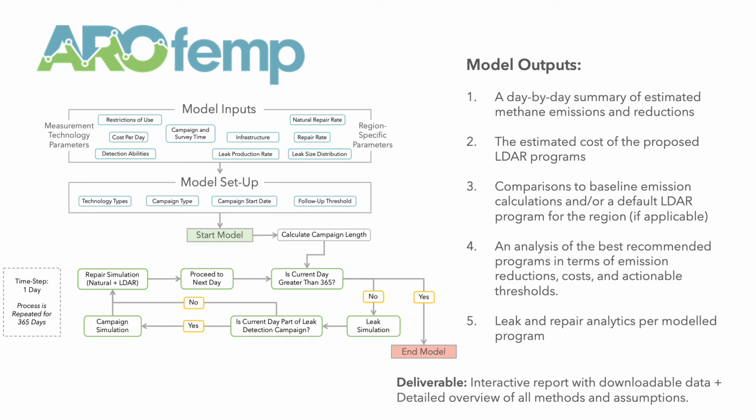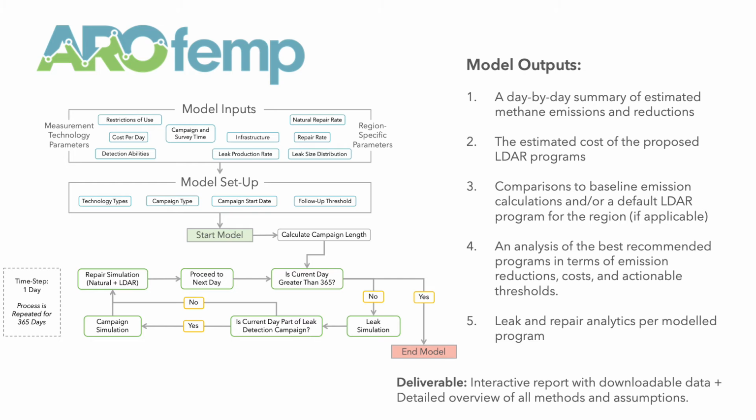Here is how AROfemp provides the building blocks for an effective emissions management program foundation. AROfemp incorporates random variables when simulating leaks, assigning leak sizes, and simulating repairs. This means that each time the model is run with the same input parameters, it will produce slightly different results to account for the natural variability and randomness of methane leaks. For this reason, a Monte Carlo simulation is used to approximate the most likely outcome.